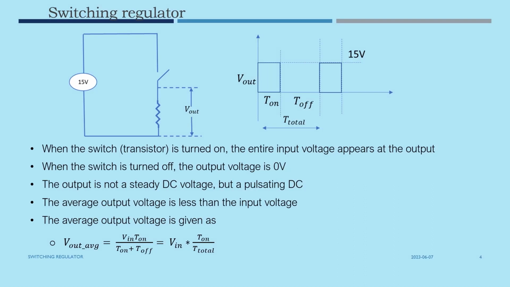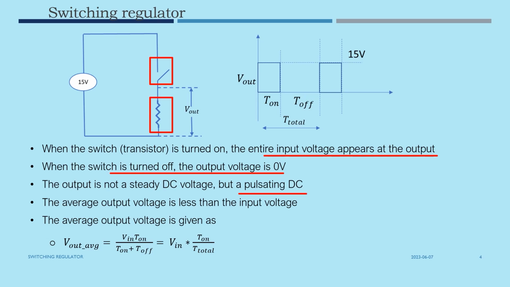Let us now use a switch in place of a transistor. Let the switch be connected to a resistor in series with it. This is the load resistor. When the switch is turned on, the input voltage is seen across the load. When the switch is turned off, the voltage is 0 volt. If we observe here, the output is not steady. It is a pulsating DC.